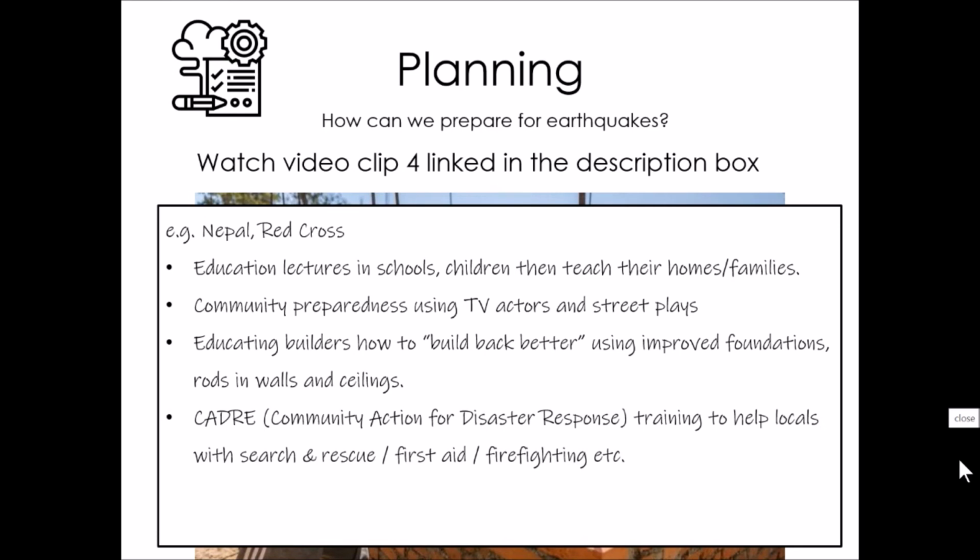Another thing you saw in that video was the Community Action for Disaster Response, and they were training people in how to respond effectively, because as they said in the video, the people in the community will be the first there, of course, and they're the ones that are going to make those first few minutes after an earthquake really matter. So training them in things like search and rescue, how to complete first aid, how to firefight, because ruptured gas mains are a very common factor associated with earthquakes that can set off quite significant fires in an area.